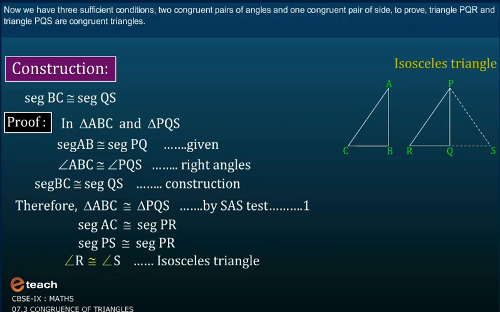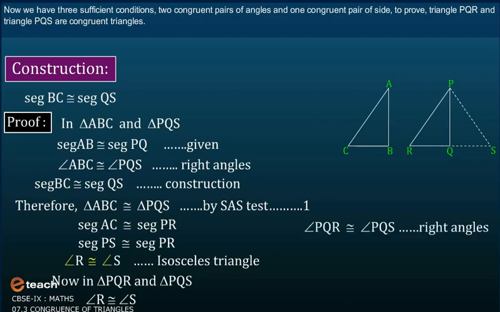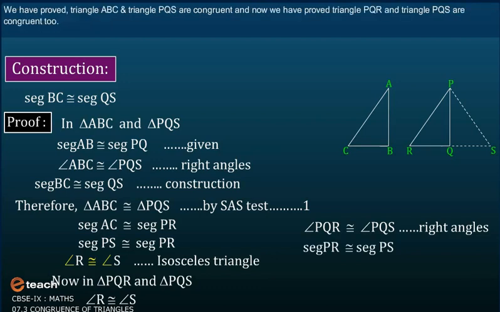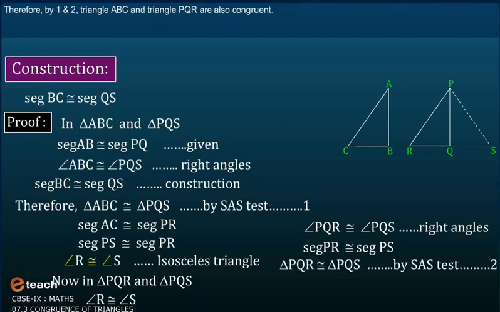Now we have three sufficient conditions: two congruent pairs of angles and one congruent pair of sides to prove triangle PQR and triangle PQS are congruent triangles. We have proved triangle ABC and triangle PQS are congruent, and now we have proved triangle PQR and triangle PQS are congruent too. Therefore, by 1 and 2, triangle ABC and triangle PQR are also congruent.